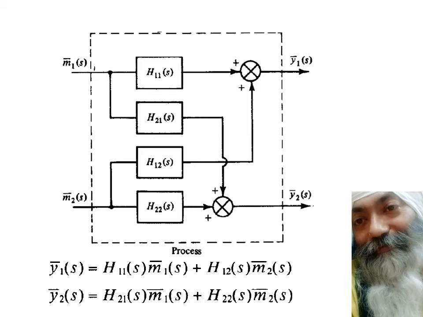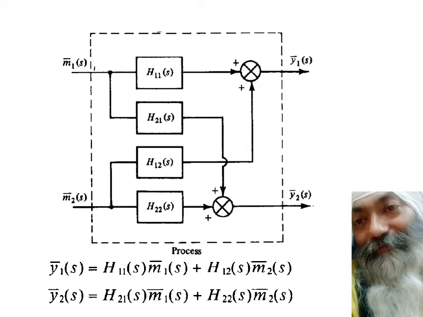So guys, over here we find the overall effect. If we see how Y1 is affected, Y1 is affected by M1 through this block, and Y1 is also affected by M2 through this block. Therefore you say that Y1 is equal to H11 into M1 plus H12 into M2. And similarly for Y2 we get a similar equation. The only difference is that 1 is replaced by 2 and 2 is replaced by 1.